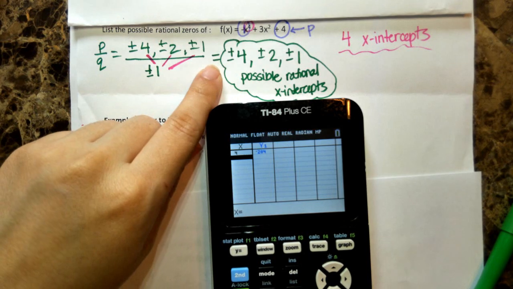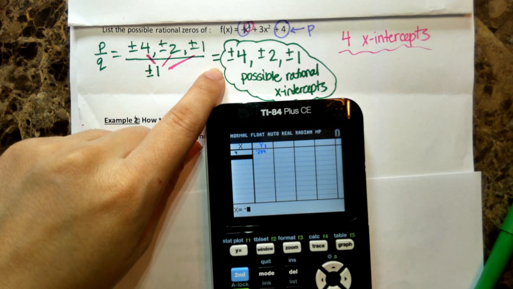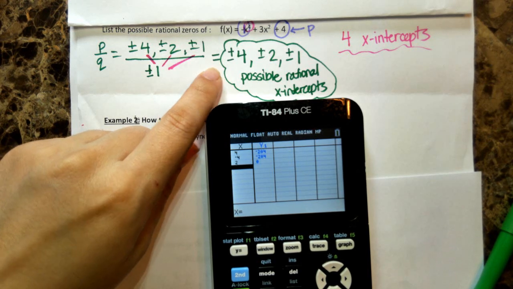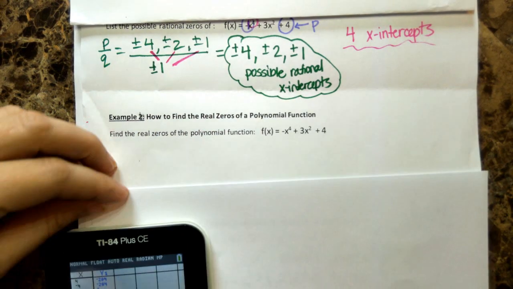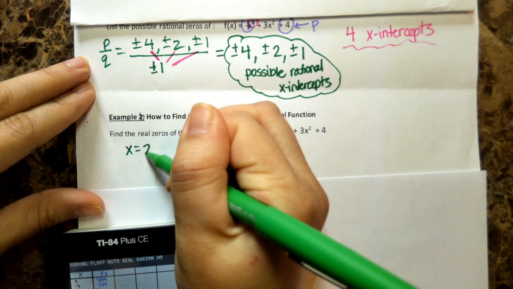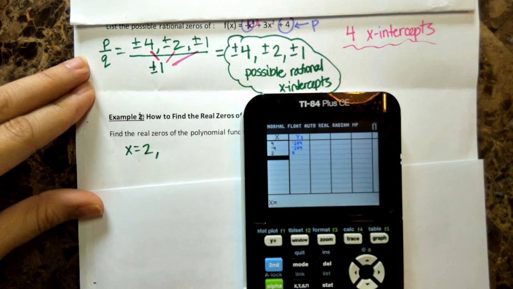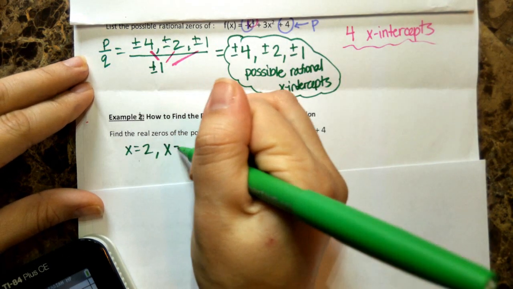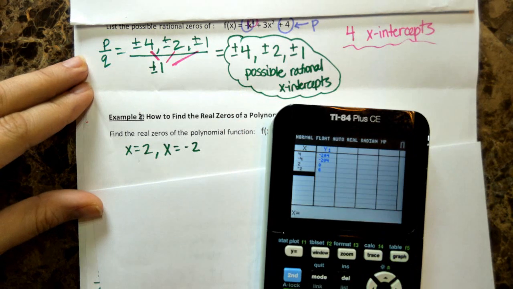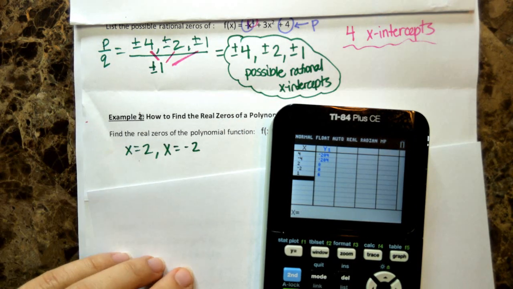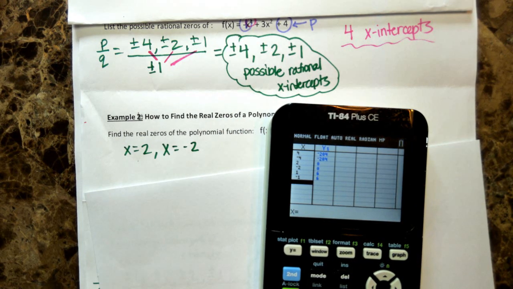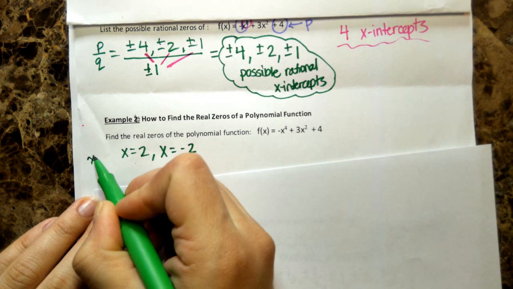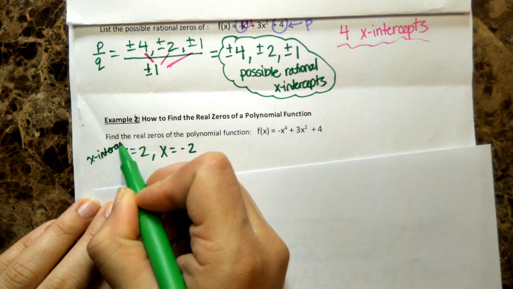All right, let's test out each one. Positive 4. Nope, does not give me a y value of 0. Negative 4. No. Positive 2, yes, positive 2 is an x-intercept. All right, what else? Let's try negative 2. Negative 2 is also an x-intercept. All right, positive 1, no, and negative 1, no. So I only got 2 x-intercepts from this list.